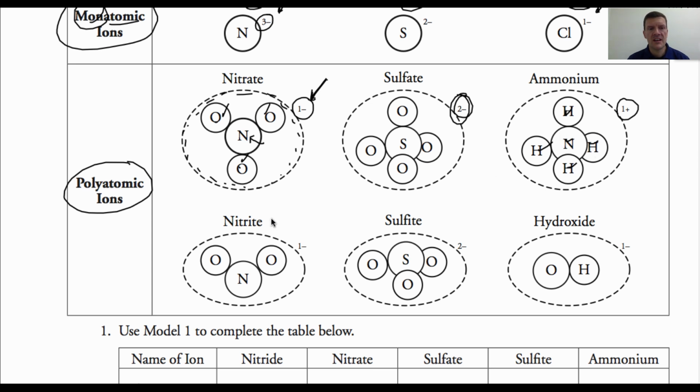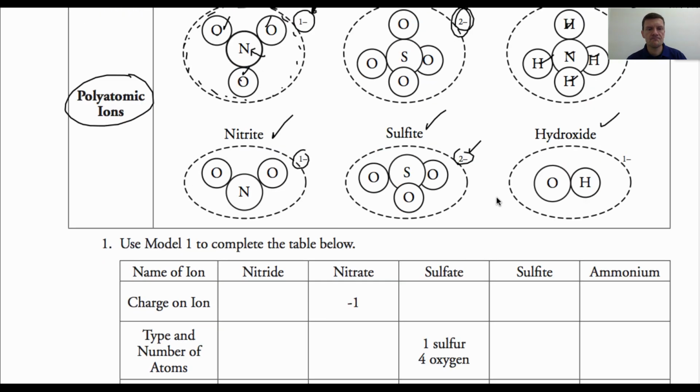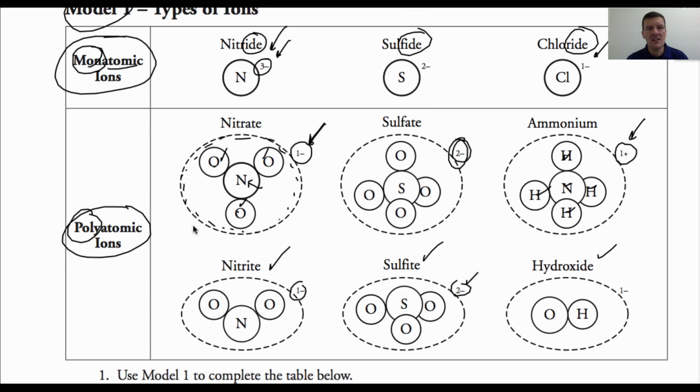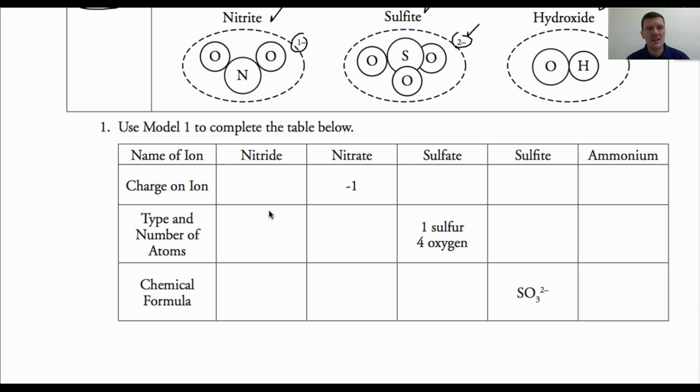Here's nitrite, sulfite, and hydroxide, and you can see that these all have charges as well for the same reason. They either have more electrons than protons, thus giving a negative charge, or in the case of ammonium, have more protons than electrons, giving it a positive charge. The only difference is poly. All of these are ions. It's just this one, polyatomic, which we're studying today, that has several atoms together to make the whole group positively or negatively charged, and thus a polyatomic ion.